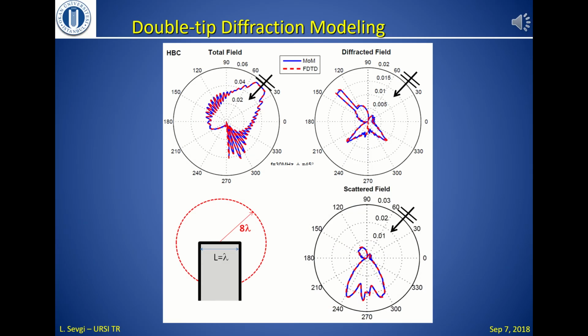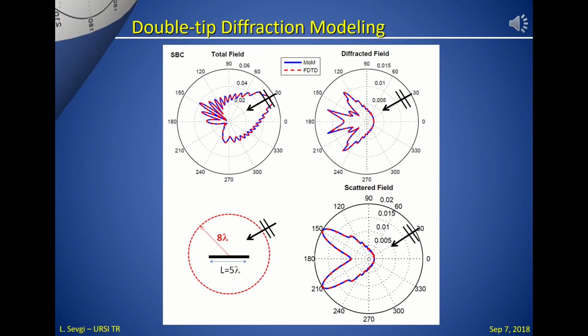The same with different objects. Here, the thickness of the object is lambda and the boundary conditions are hard. Here, the object is a horizontal strip with 5 wavelength width. The boundary condition is soft.